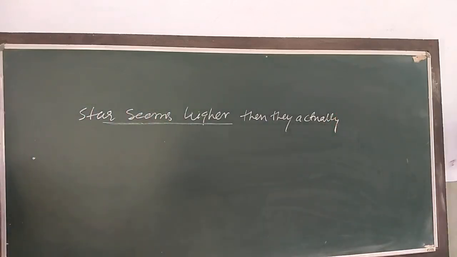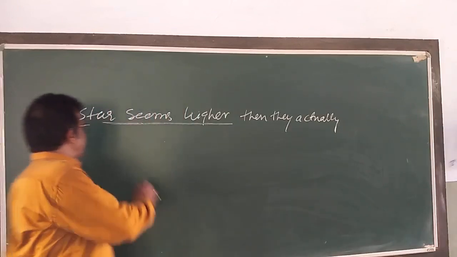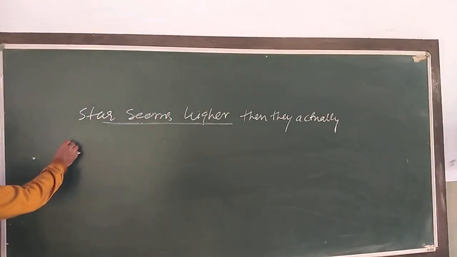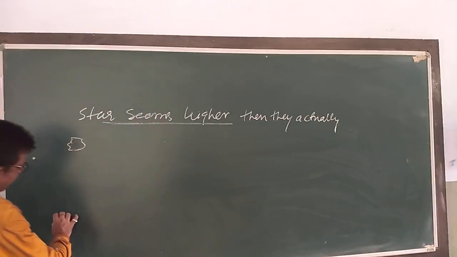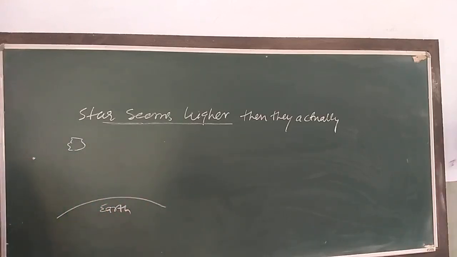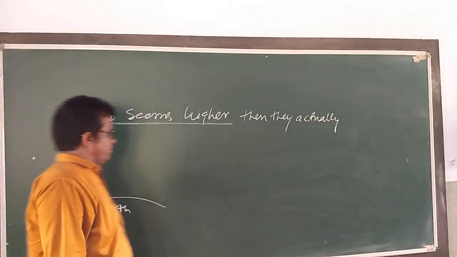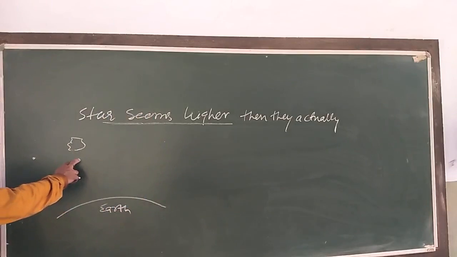See, my dear children, stars are independent sources of light. Suppose this is the star here. It is very far away from the earth. Here it is our earth. This is earth. Light from a star travels first in vacuum and then enters the earth's atmosphere.